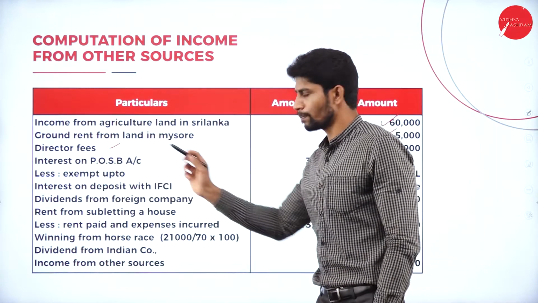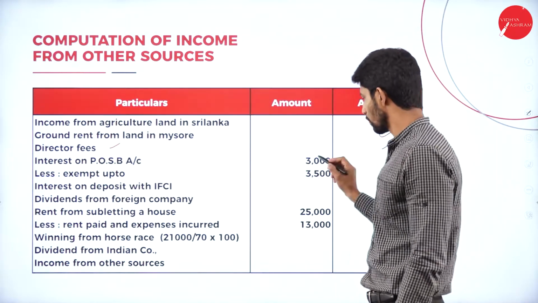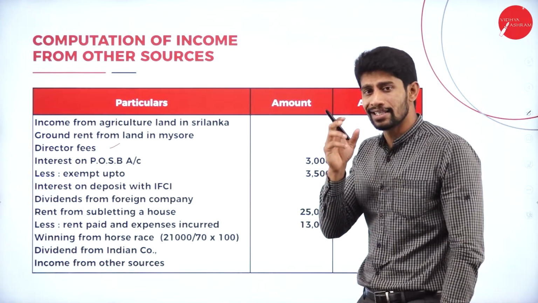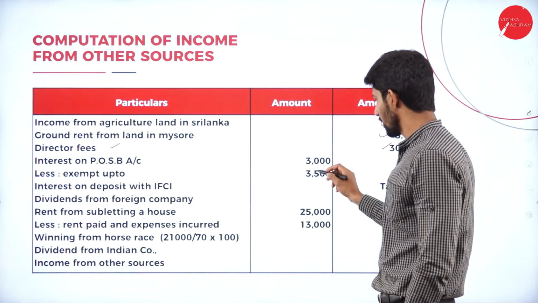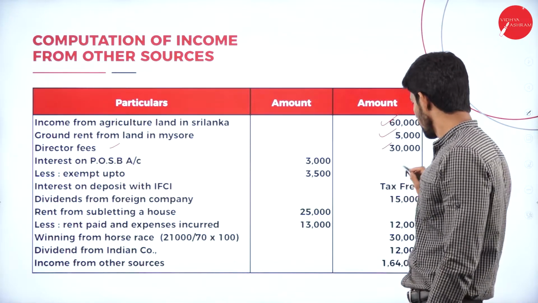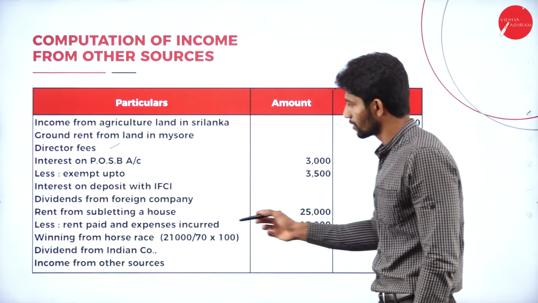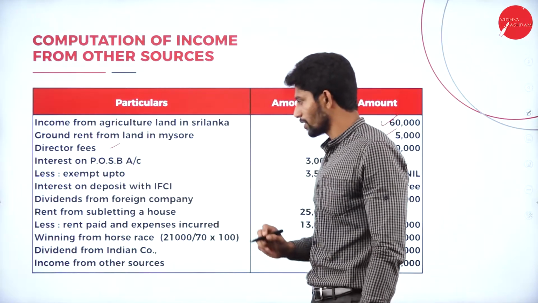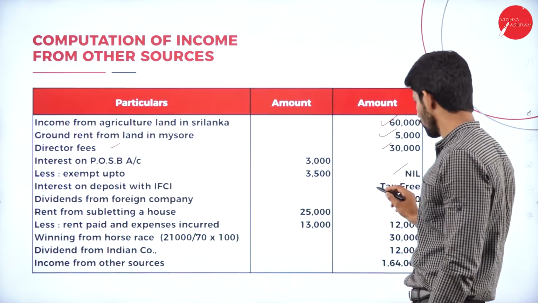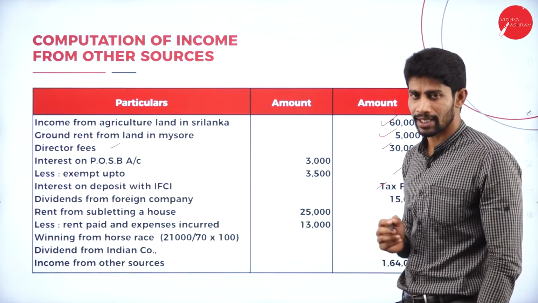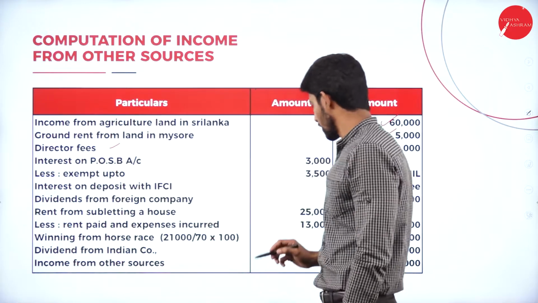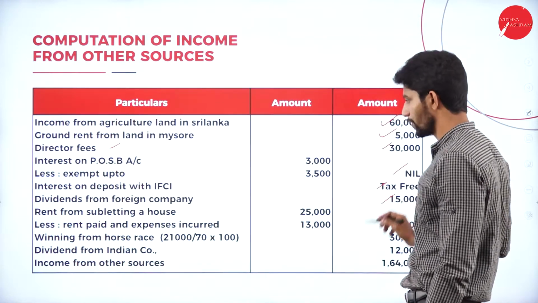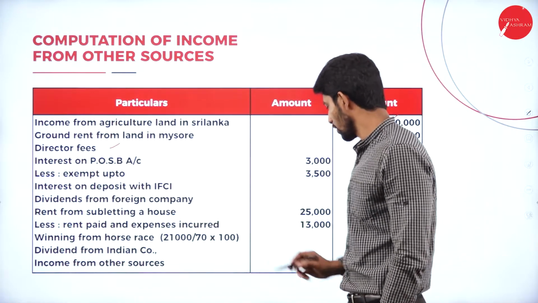Next, interest on POSB account. Yes, it is rupees 3,000, but it is exempted up to 3,500. So 3,000 minus 3,500, value comes to nil. Okay. Next, interest on deposit with IFCI. That is also tax free. Need not pay tax. So it is a tax free value. Next, dividend from foreign company. Yes, taxable, 15,000.